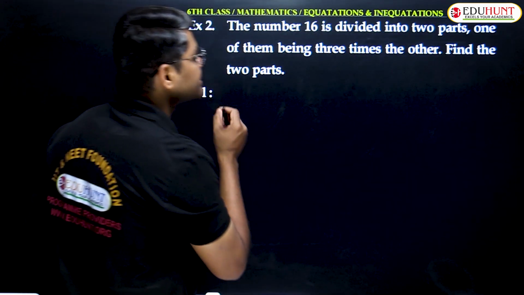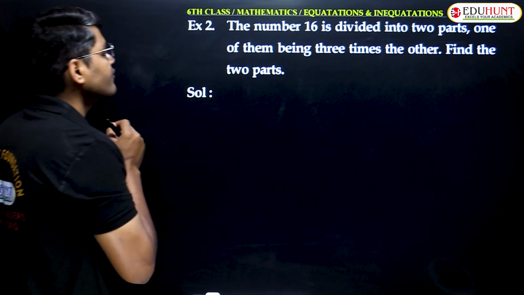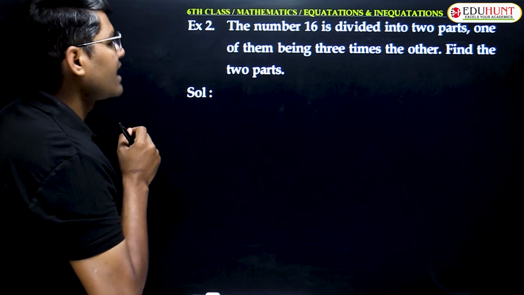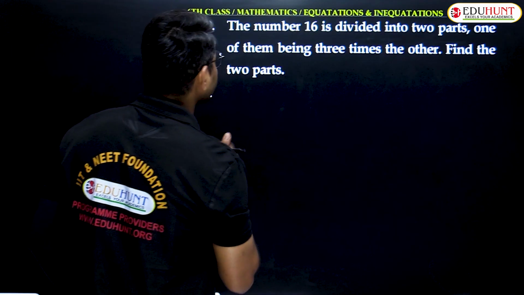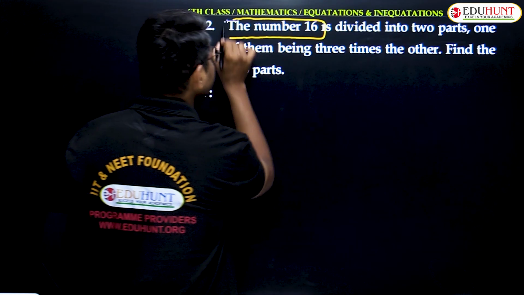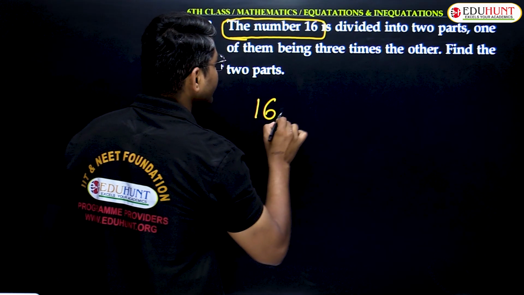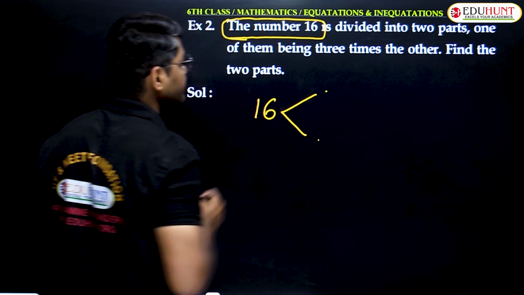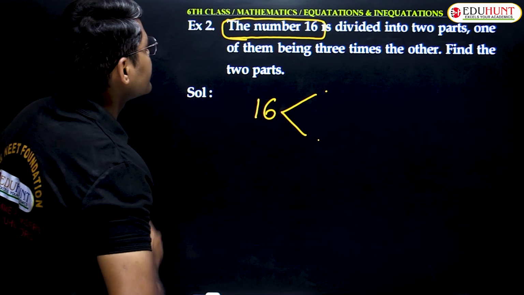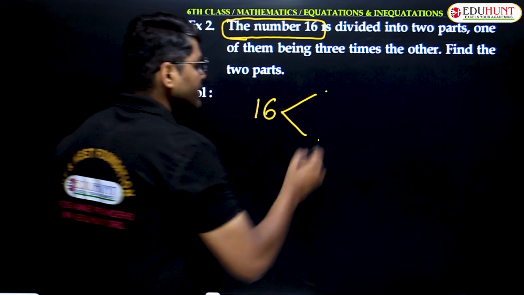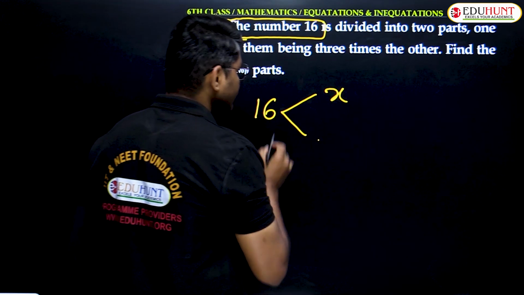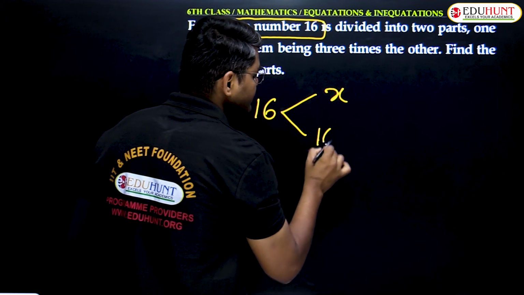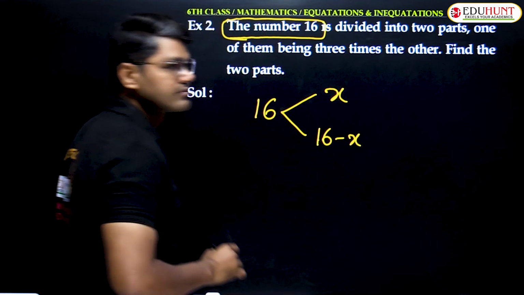The number 16 is divided into two parts, one of them being 3 times the other. Find the two parts. The number 16 is divided into two parts. This is one part and this is another part. One of them being 3 times the other. If one number is x, then another number will be 16 minus x, yes or no?